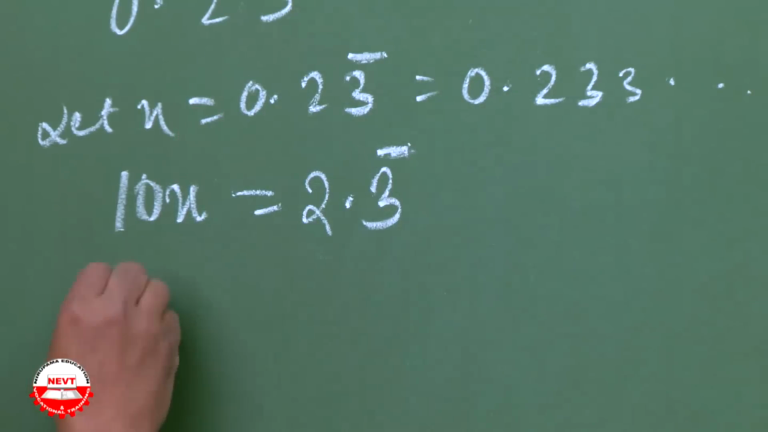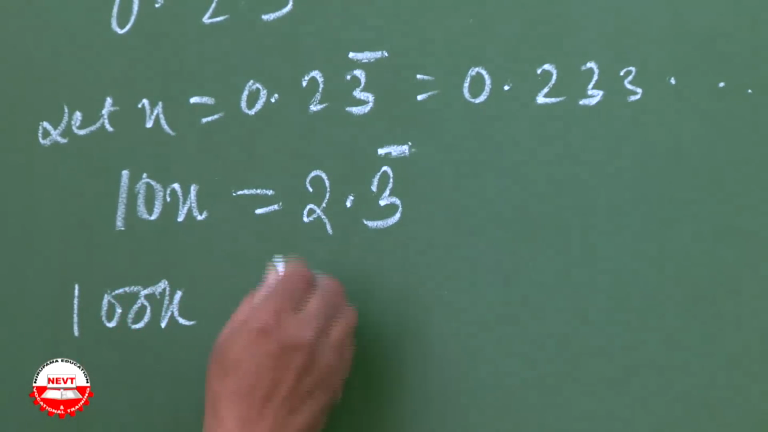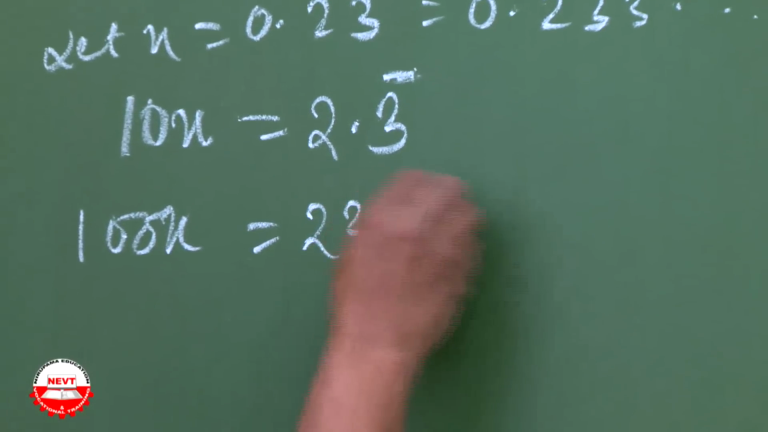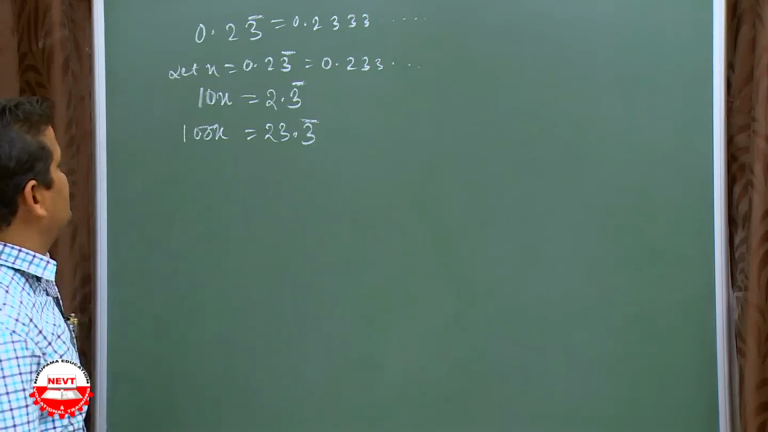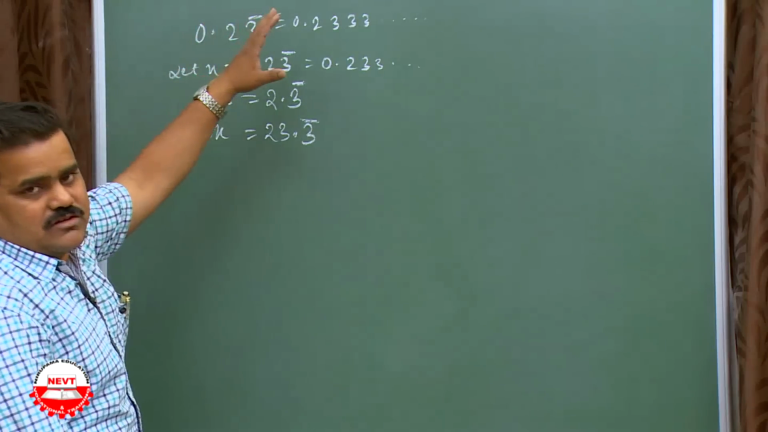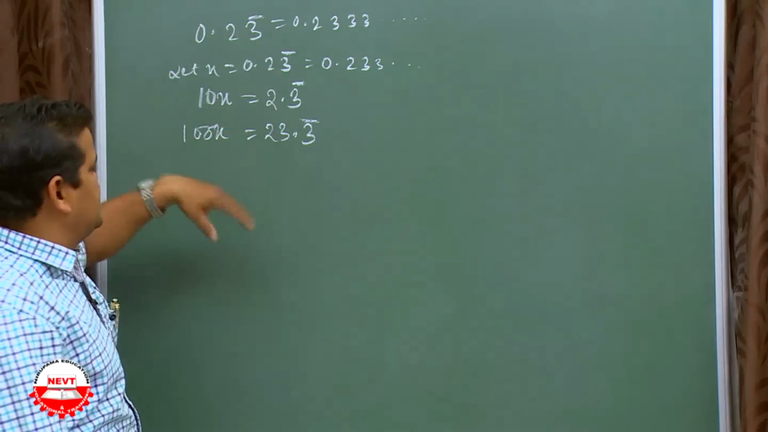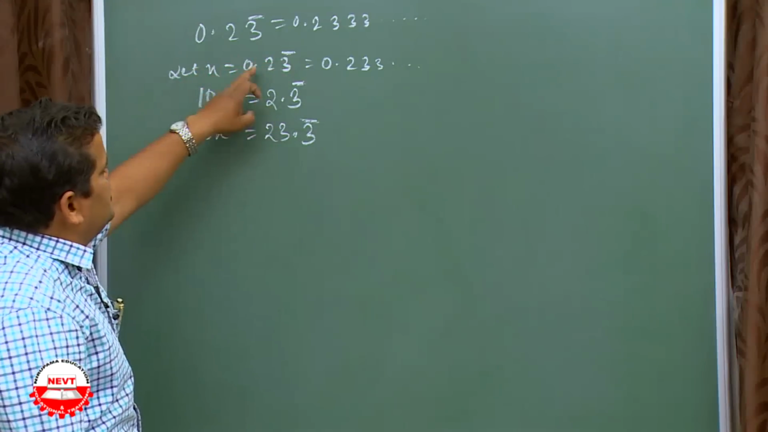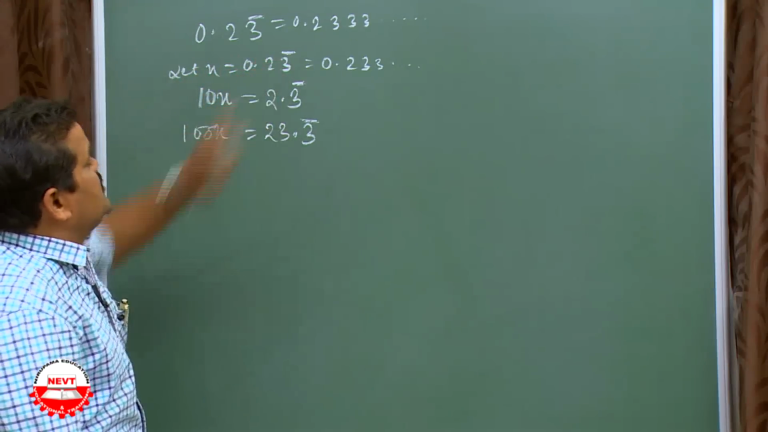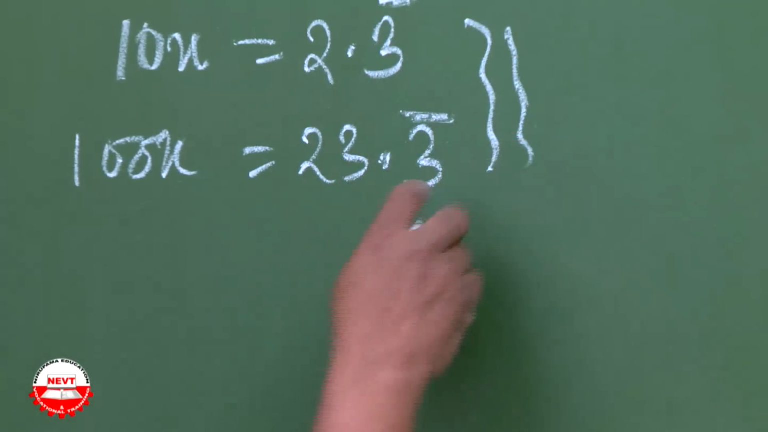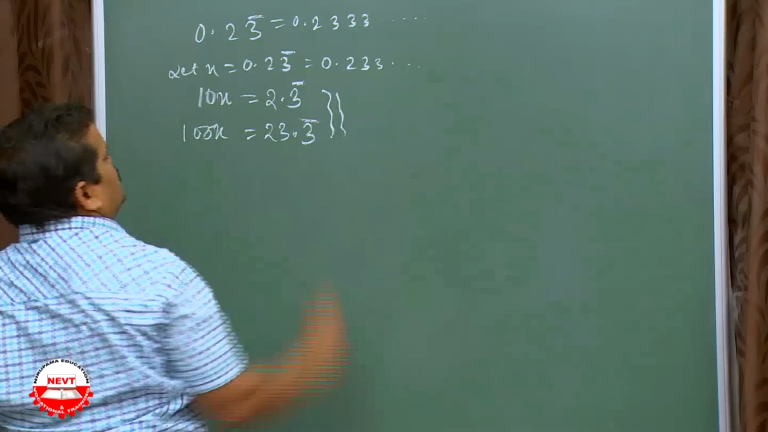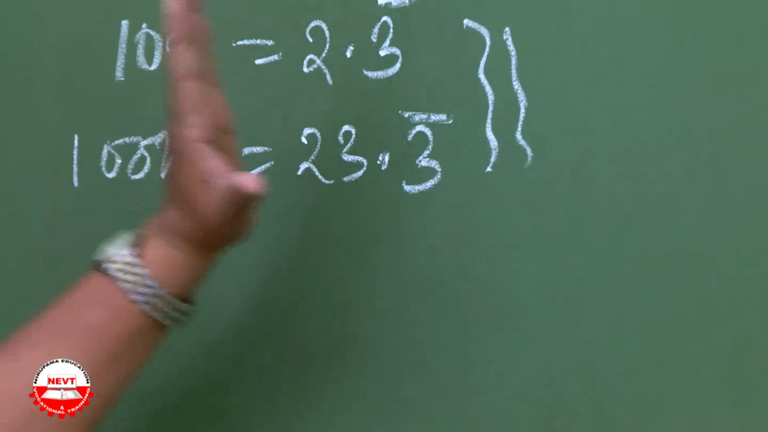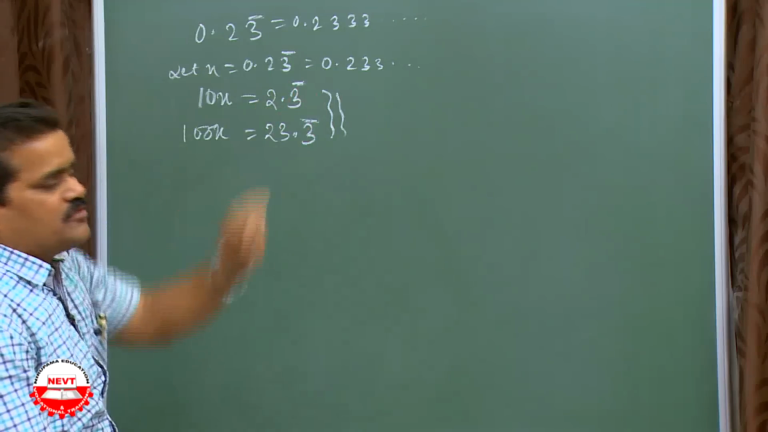Now again 100x. Another decimal shift by one place gives 23.3 bar. Now what will you do? Previously we did 10x minus x or 100x minus x, but here if you subtract x from this, it will not subtract easily because of the digit 2 after the decimal point. But these two you can subtract easily, because the bar number will cancel. We will discuss a number of questions like this. First observe where the bars are present, since those numbers will cancel on subtraction.